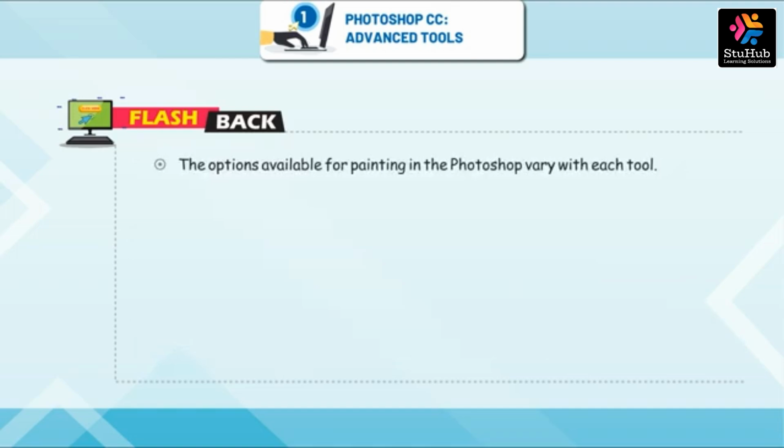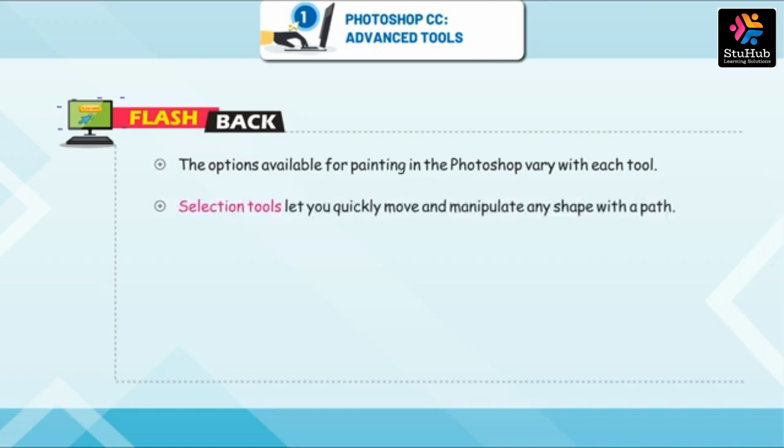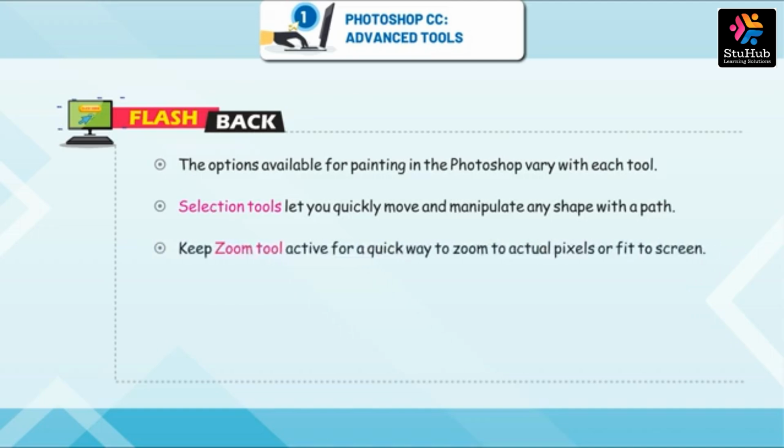The options available for painting in Photoshop vary with each tool. Selection tools let you quickly move and manipulate any shape with a path. Keep Zoom tool active for a quick way to zoom to actual pixels or fit to screen.